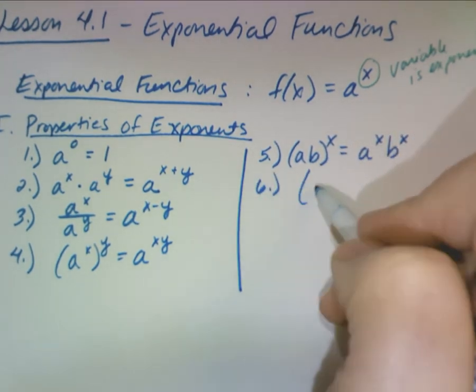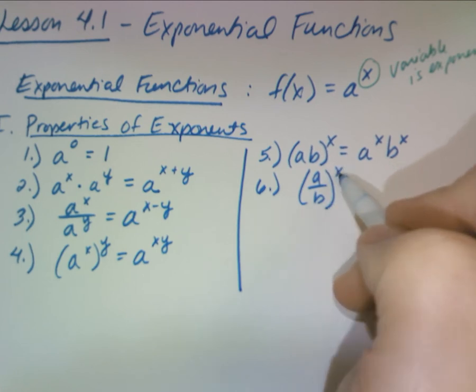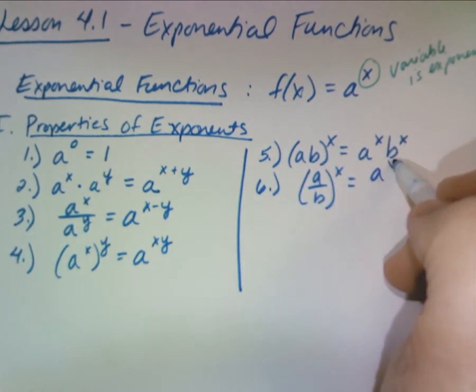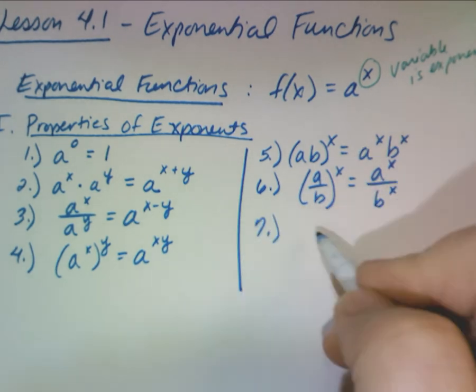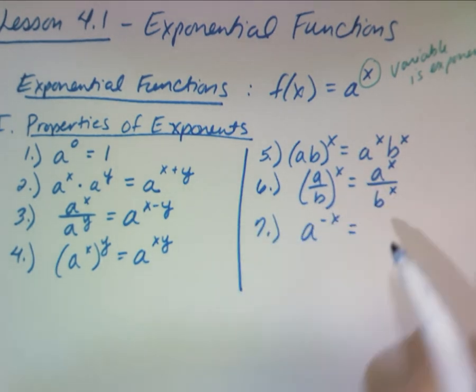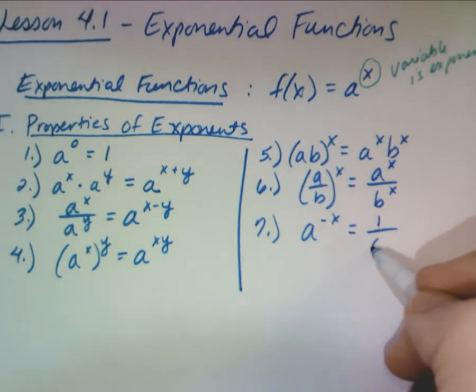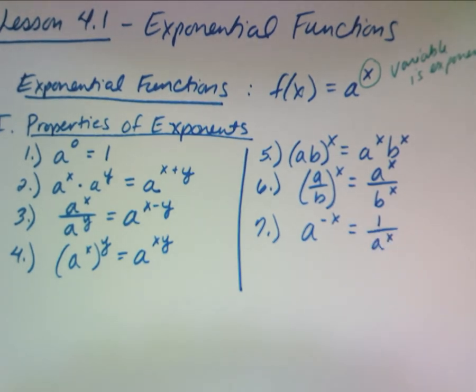Number 6, if you have a fraction being raised to the power, same thing applies. a^x over b^x. Number 7, good old negative exponents. What do they mean? Elevator pass, exactly. You move that down. If the negative is in the bottom, though, you move it to the top. Negative on top, move it to the bottom. Negative on bottom, move it to the top.